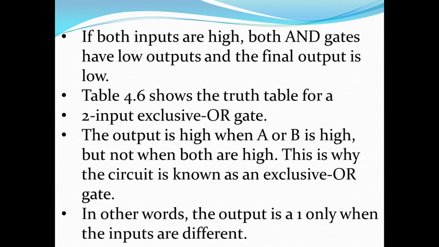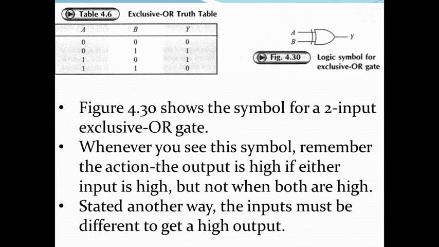If the inputs are going to be the same, that is 0 0 or 1 1, then the output is going to be low. In other words, output is 1 only when the inputs are different. You can see that this is the truth table of exclusive OR gate. A is equal to 0, B is equal to 0, Y is equal to 0. A is equal to 1, B is equal to 1, Y is equal to 0. Here these two inputs are different, so output is going to be high.